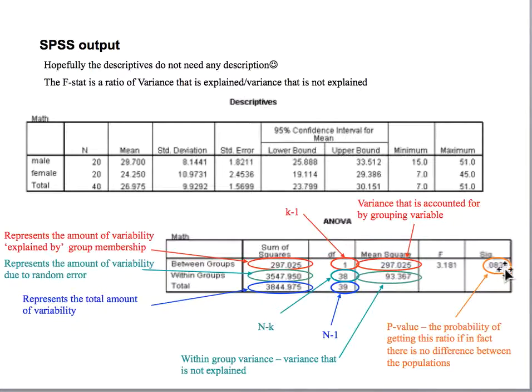The new thing that's added on is the p-value. We interpret this the exact same way. If it's bigger than 0.05, we fail to reject the null and say that there is no difference. If it is lower than 0.05, we say that the null is not right. We reject the null and we say that there is a difference.